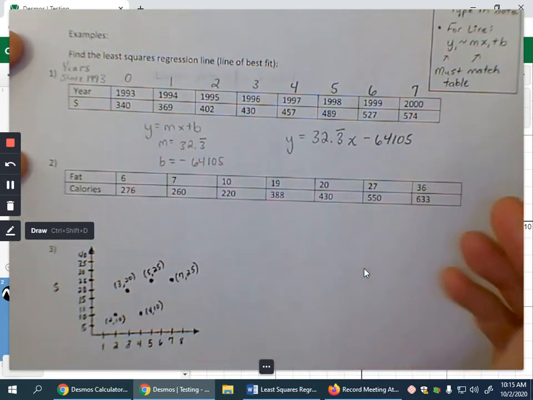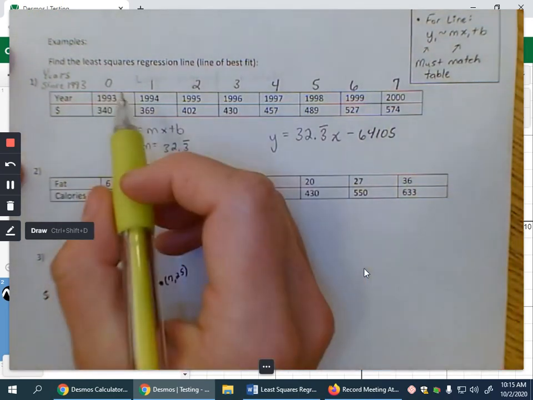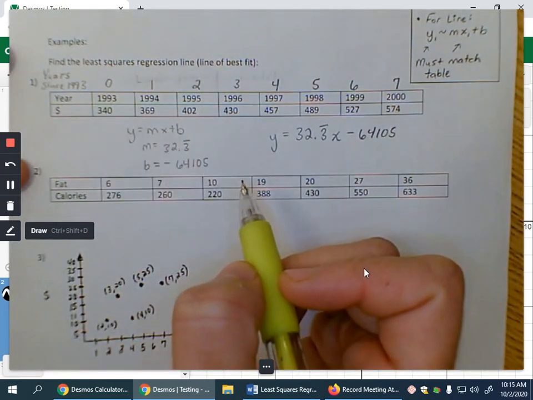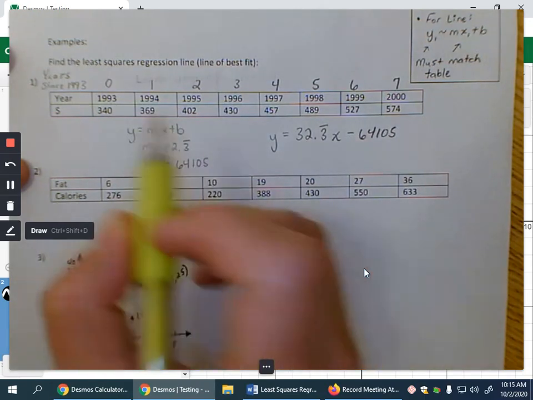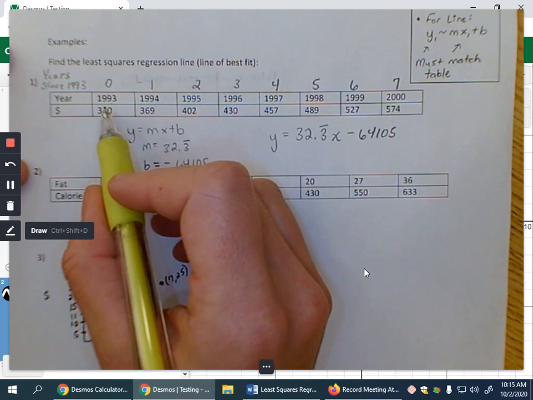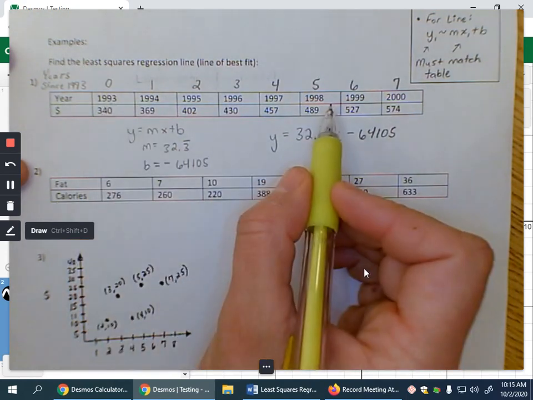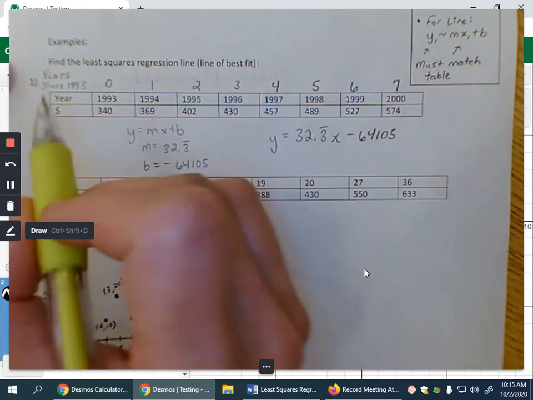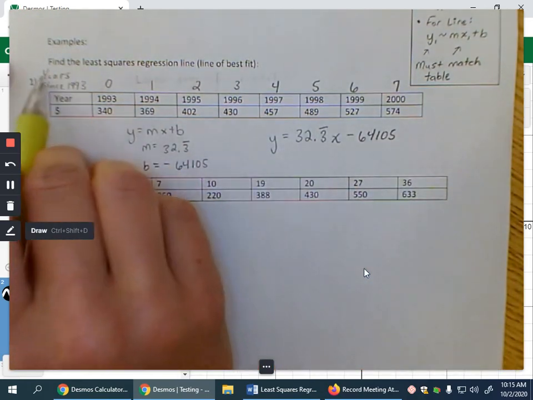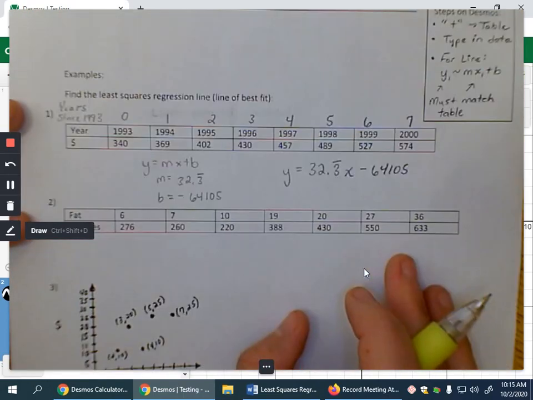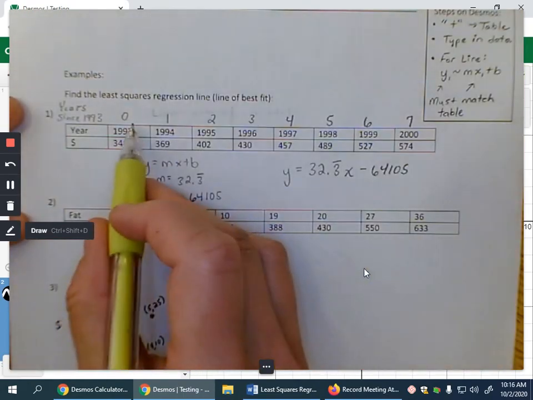But if they say your x values have to be the years since whatever that beginning year, or since a year, you have to type in different numbers into your table. So all you would do is, let me see if I can switch this back. There we go. You would change these to 0, 1, 2, 3, 4, 5, 6, 7. And then it's going to give you a different equation, okay? So just be aware of that.